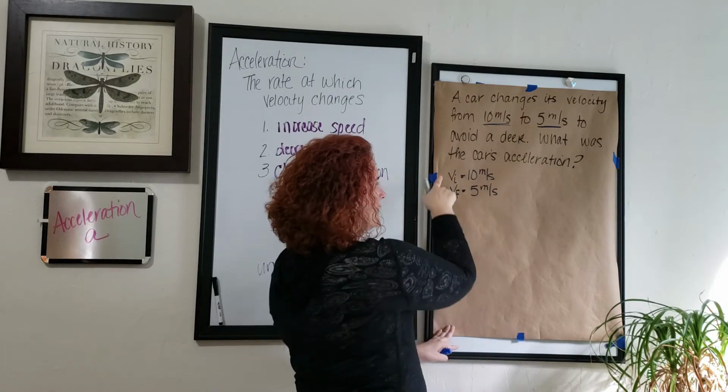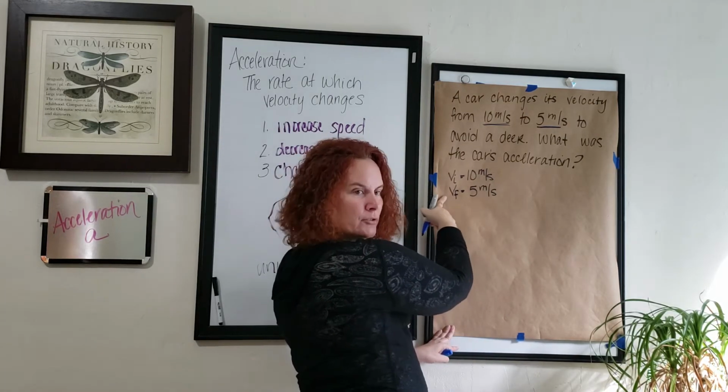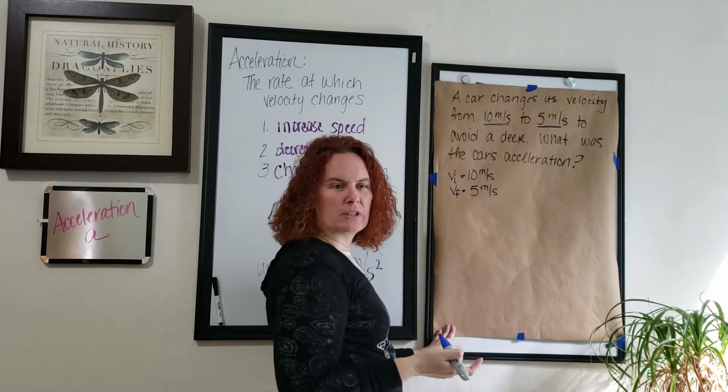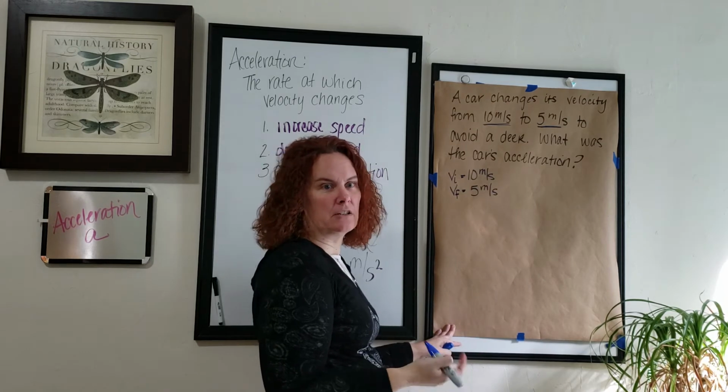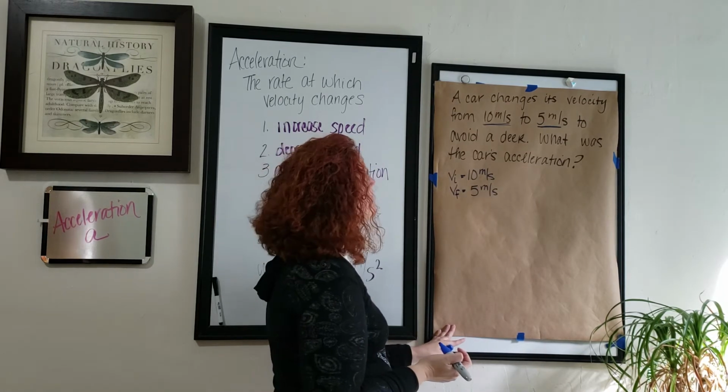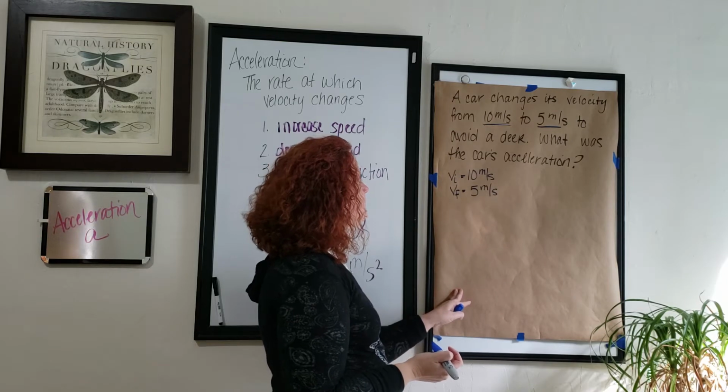Okay, so it starts here. It starts at 10. It goes to 5. So what do we know about the car? What's it doing? Slowing down. It's slowing down, right? Which is normally what you do when you see a deer. You're not going to want to speed up. That would be a problem. So it's avoiding the deer.